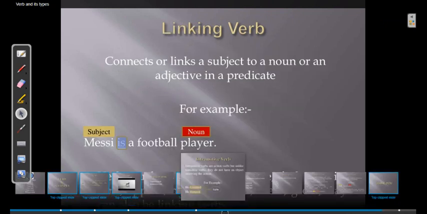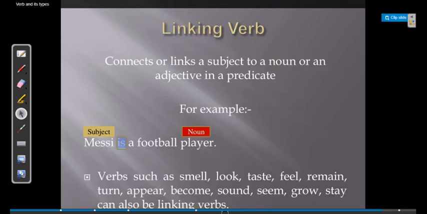Then linking verbs. Messi is a football player. Messi is the subject, player is a noun, is is the verb. This is a linking verb.